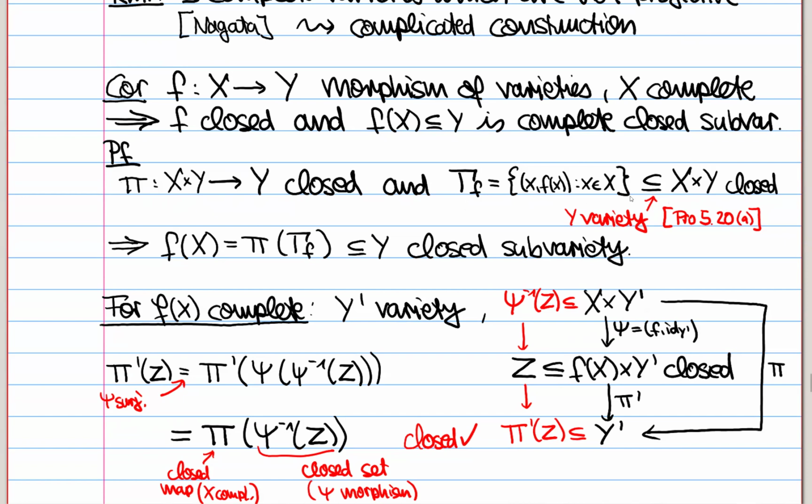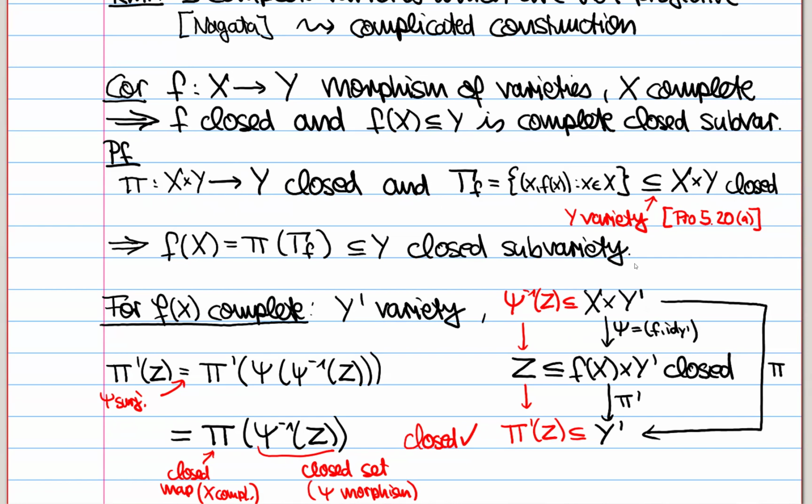Once you have the graph inside X cross Y, you can get F(X) just by taking the projection of this graph, because clearly with the projection you get exactly all of the F(x) for x in X. This is where the technical condition becomes this nice image condition. And so F(X) inside Y is a closed subvariety. So there's at least something.